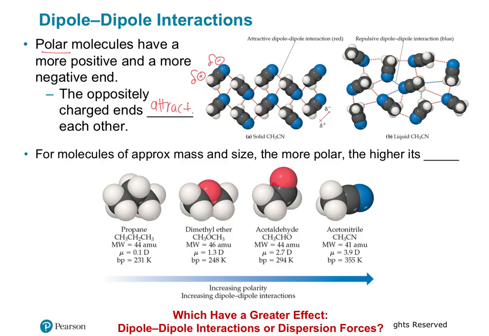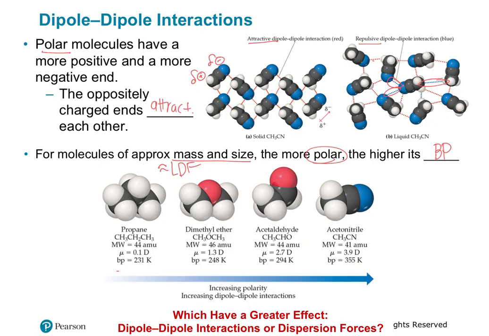Also, we have positive ends of one side repelling positive ends of the other. So here we see a repulsive force. So we are balancing both the attractive forces between dipole-dipole interactions and the repulsive forces. When we're comparing the dipole-dipole forces, we want the mass and size to be comparable. This means that the LDFs are going to be about the same. So here we're only looking at the polarity. The more polar something is, the higher its boiling point is going to be, or the higher the dipole-dipole interactions.